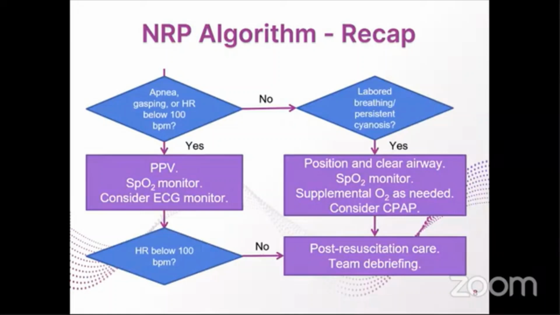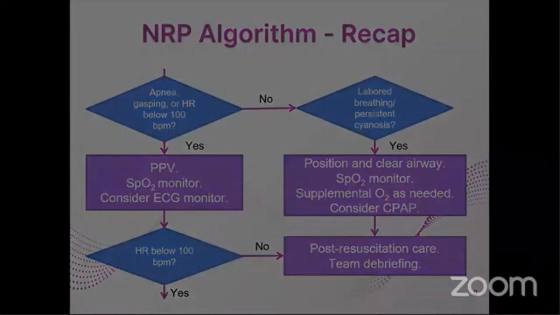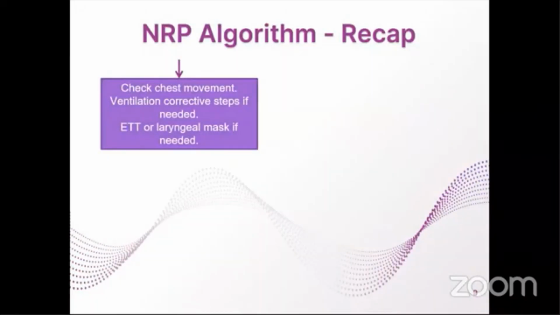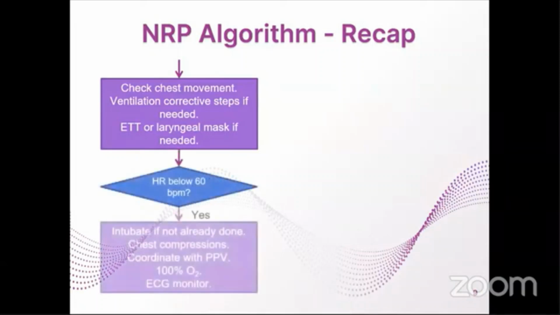Suppose after effective positive pressure ventilation, the heart rate is still less than 100, what do we do? Then that's when we look at if we are giving effective ventilation, and take the corrective steps, MR SOPA. If necessary, this is the time you may consider intubating or using a laryngeal mask airway. And in spite of that, if the heart rate is less than 60, then start cardiac compressions and obviously do a synchronized PPV. I mean, we have gone away from asynchronous ventilation and cardiac compression.